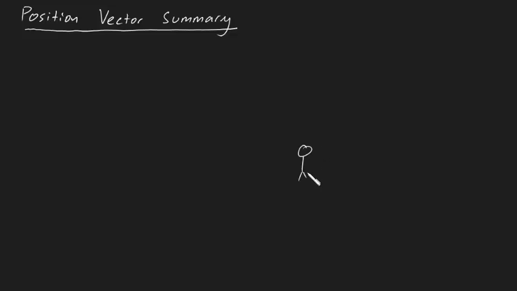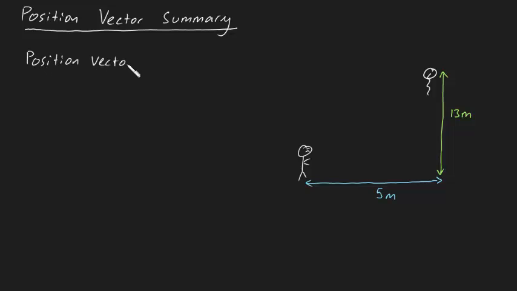Let's say you see a balloon floating in the sky. How could you describe its position from you? There are a few different ways, but one method would be to measure the balloon's horizontal distance from you, let's say it's 5 meters, and the balloon's vertical distance from you, let's say it's 13 meters. You could represent these two bits of information by what we call a position vector, r.